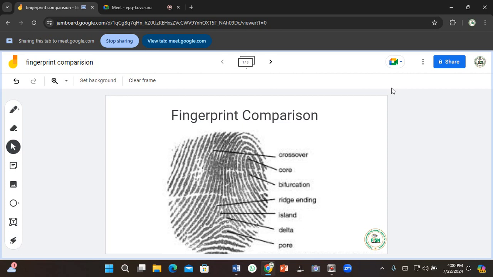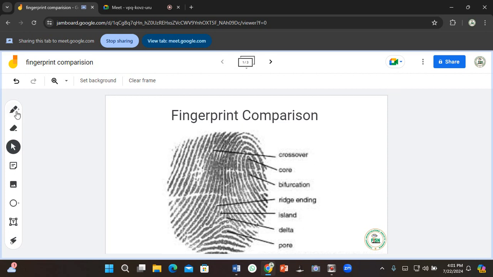Fingerprint comparison is the process used to determine if two fingerprints are made by the same person. The ridge characteristics, also known as minutiae, are specific features in fingerprint patterns that help in their identification. If you look at the screen, some of the most common ridge characteristics are depicted here.